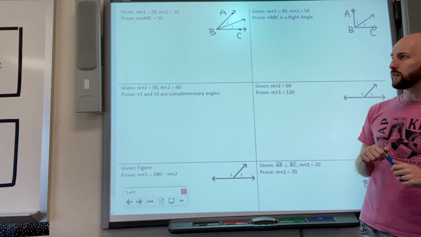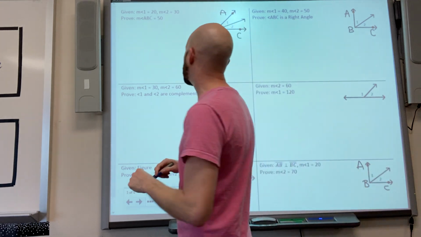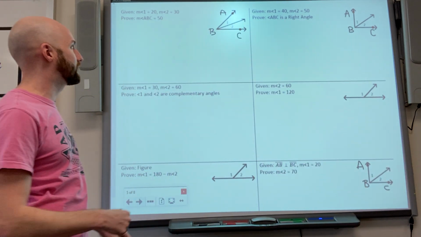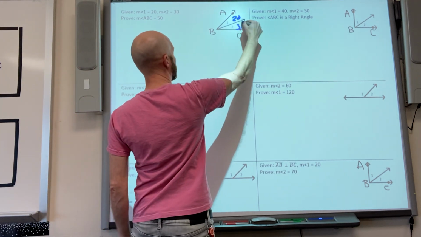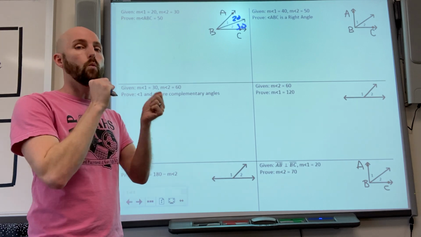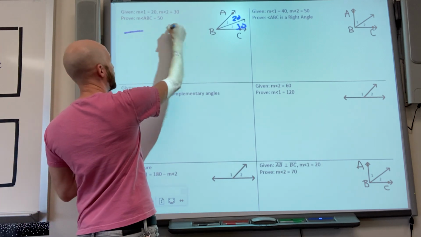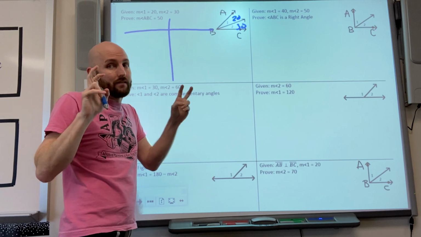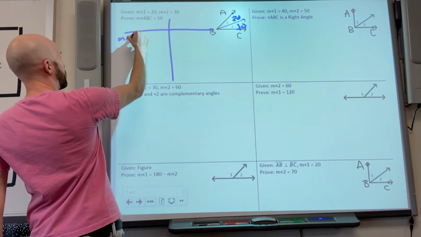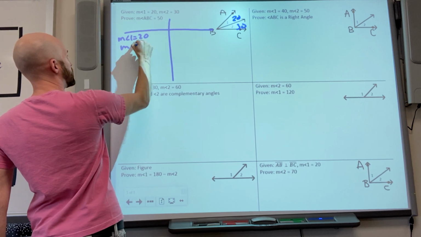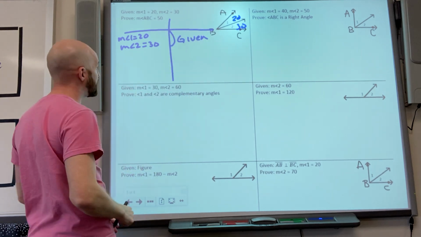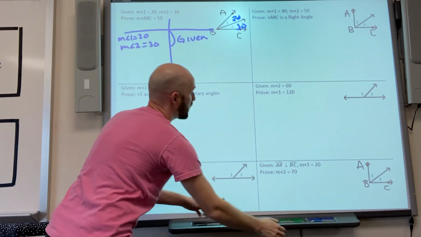So this first one here says, given measure of 1 equals 20, given that measure of 2 equals 30, prove that the measure of ABC is 50. So they're basically saying, if this is 20 and this is 30, is the whole thing 50? Duh, right? But we're trying to teach you what steps look like, so we're practicing writing easy concepts with their steps. So of course my givens, measure of angle 1 is 20, measure of angle 2 is 30. If I can't fit them on one line like I did, great, I'm just going to write given. I know that I'm going to want to add these together.